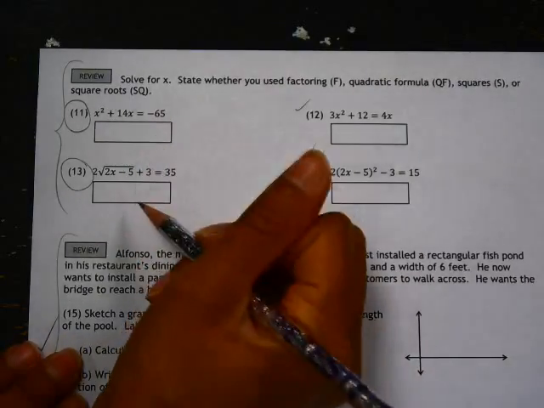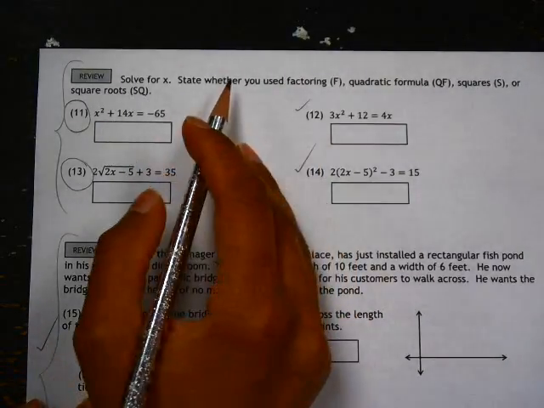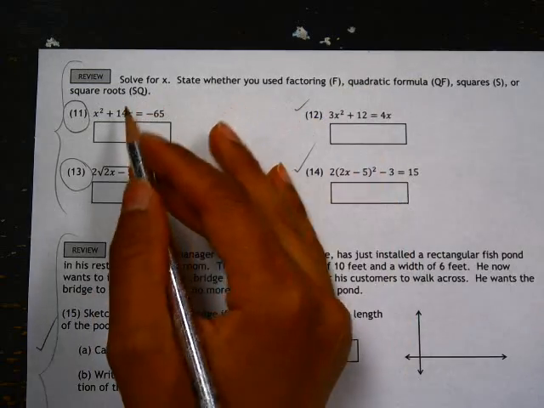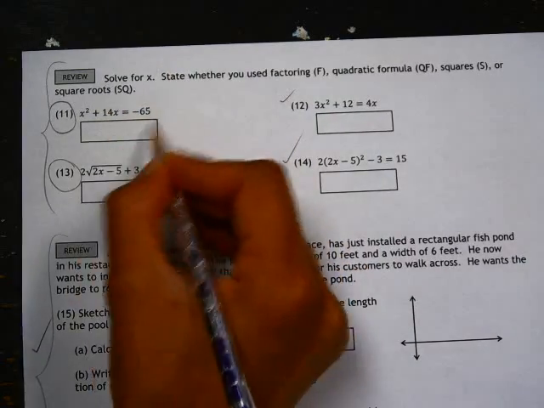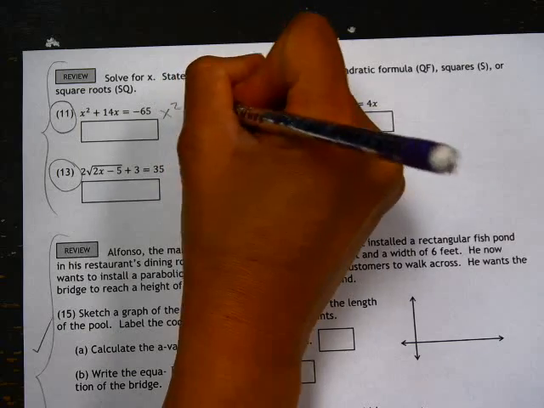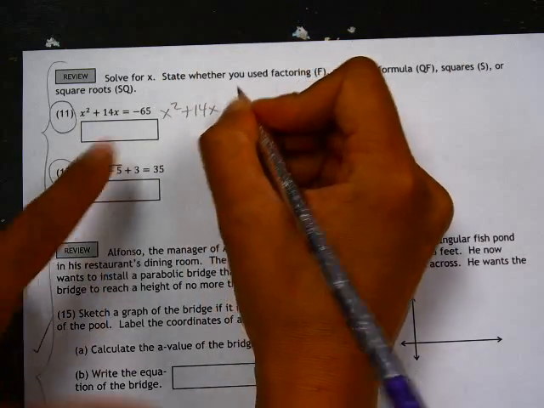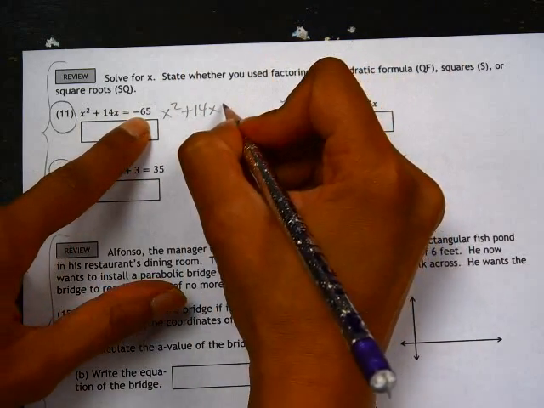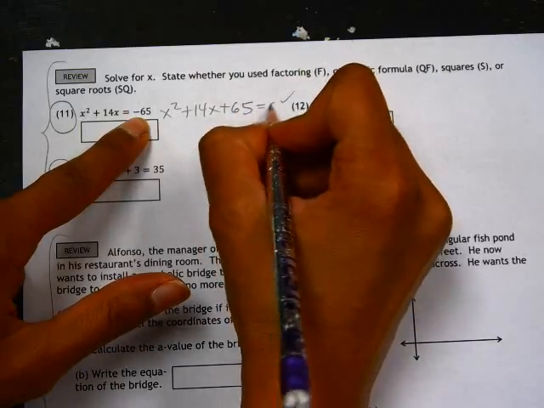We're going to do number 11 and 13 in this video. So we have some options to choose from as far as how to solve each equation. We have a quadratic, which would be simpler if we just move the 65 over.